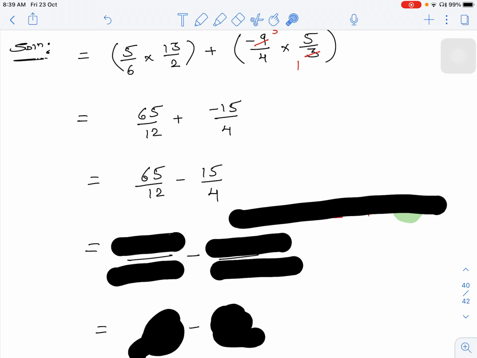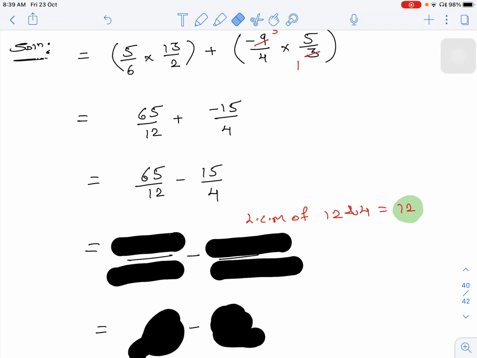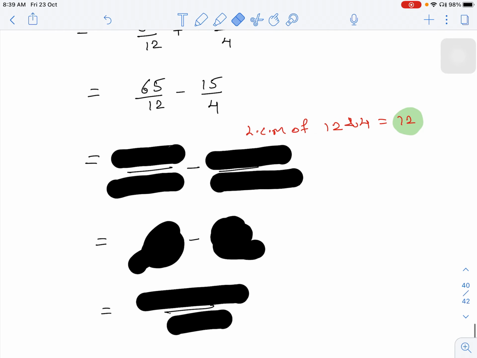Now to solve further, the minus sign is present. Whenever plus or minus signs are present, we have to take the LCM of the denominators. So what is the LCM of 12 and 4? The LCM of 12 and 4 is 12. Now we will make this denominator also 12 and this denominator also 12. Here it is already 12, so you multiply this denominator by 1 and the numerator also by 1.